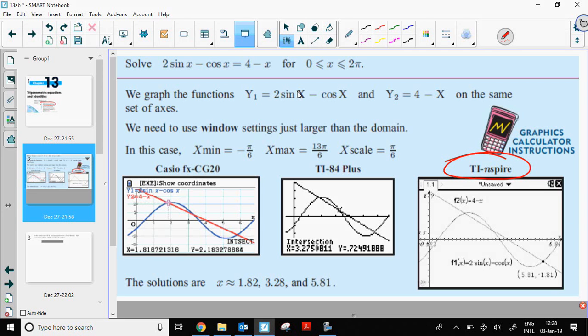So you graph your two functions. Basically, f1 is going to be this one, and then f2 is going to be that. We can see the line there, y equals 4 minus x, and then the other, 2 sine x minus cosine x, is giving us some sort of a wave. But if it's paper 2, if you're allowed to use a calculator, then you should be, okay? And you're going to graph. You're not going to use nsolve.